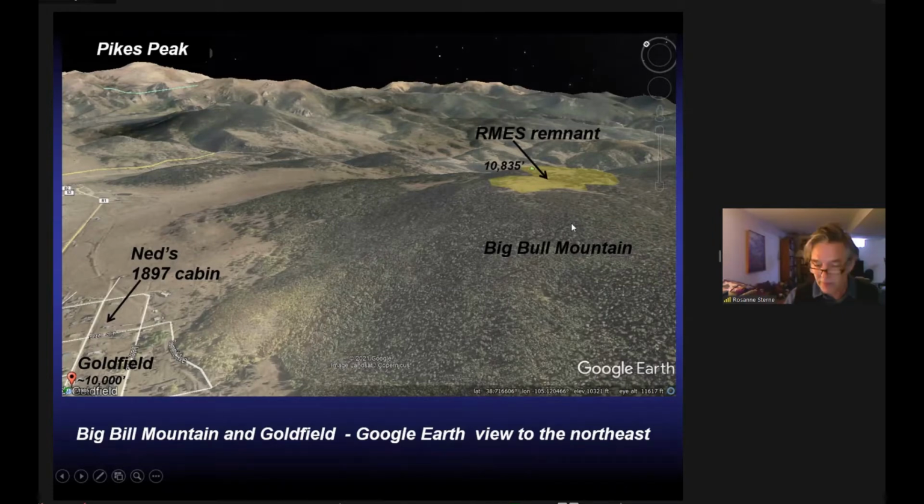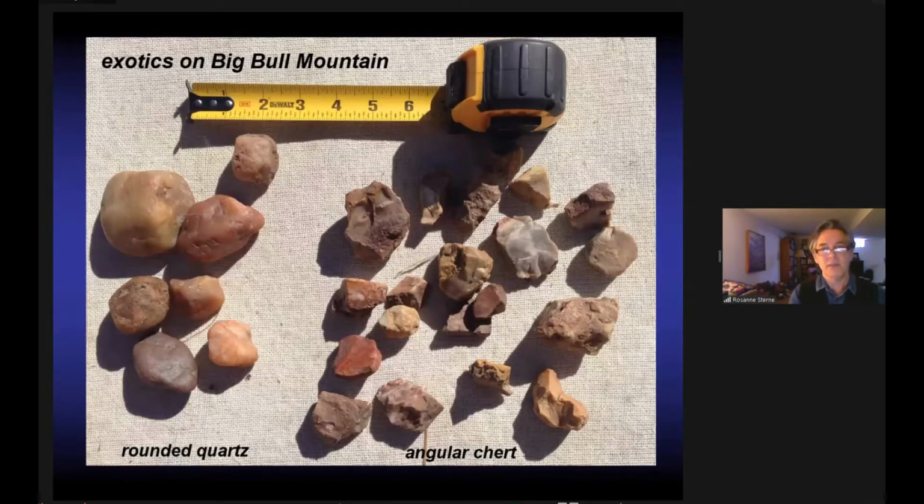Now, Big Bull Mountain's made up of Pikes Peak batholith, Precambrian. But interestingly, up there, you can walk around and collect some exotic pebbles, rounded quartz pebbles, or these angular chunks of chert that I presume came out of the lower Paleozoic section. So it's an old surface that's had gravels and exotics washed across it, maybe some more proximal than others.